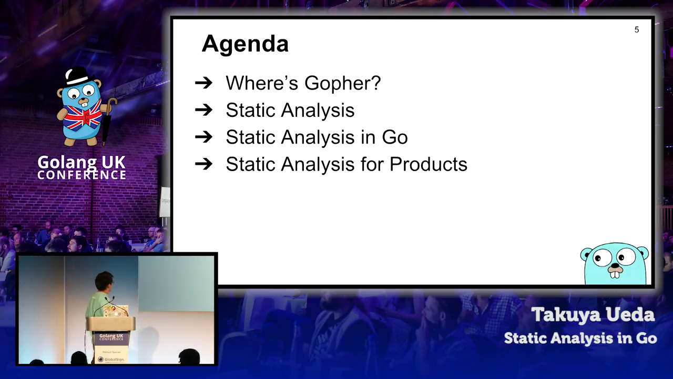This is today's agenda. I will talk about static analysis and how to do it in Go. And then I will also introduce how to use static analysis for your own products. I will show 2 examples of using static analysis for our products. The first case is goHttpDoc. goHttpDoc is a testing library using my static analysis library named gopass. The second case is Bannerist. It is a web application which can manage in-app banners.